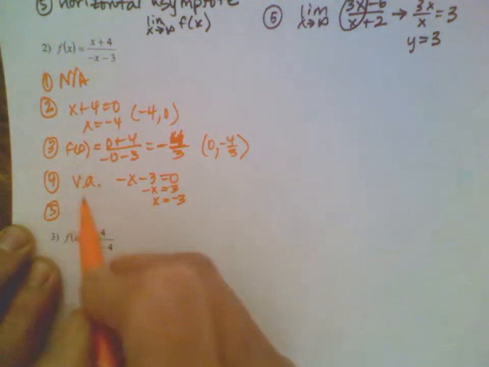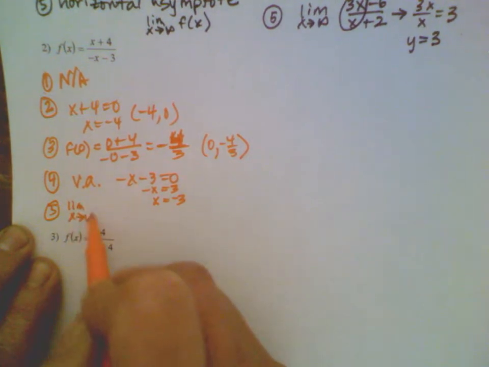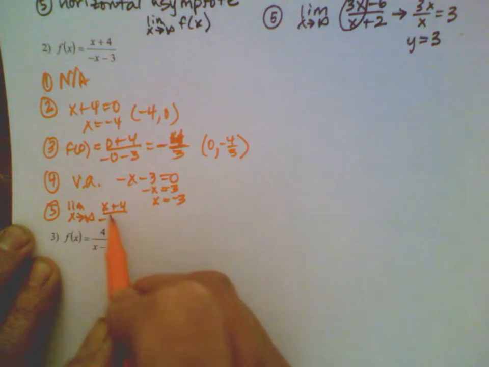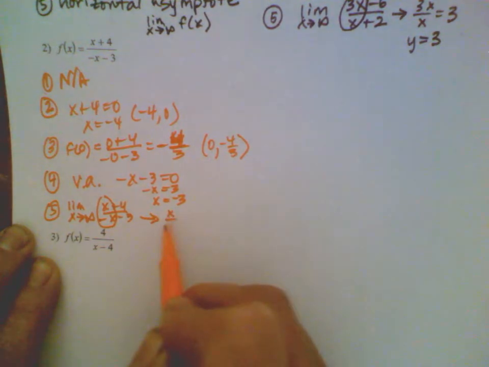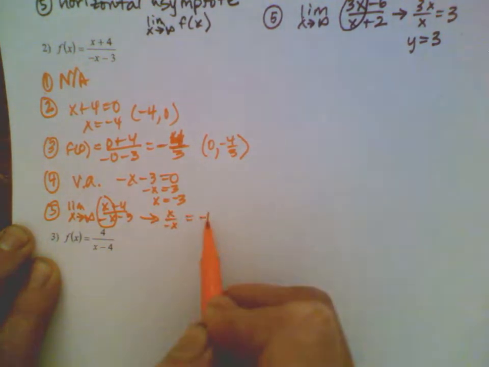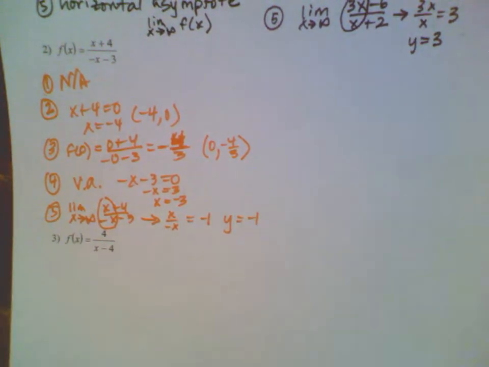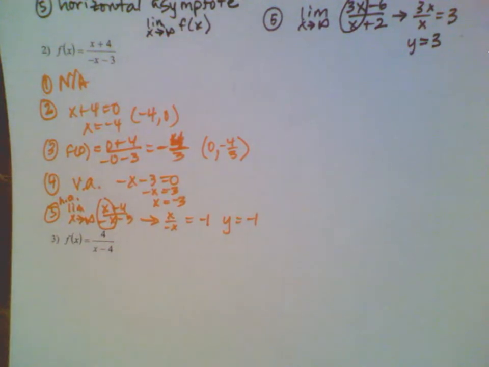So my last one is I'm going to do the limit as x approaches infinity of this function, which is x plus 4 over the opposite of x minus 3. My lead terms, I end up with x over opposite of x. I simplify it down to -1, so y equals -1 is my horizontal asymptote. That is the end behavior, horizontal asymptote end behavior.